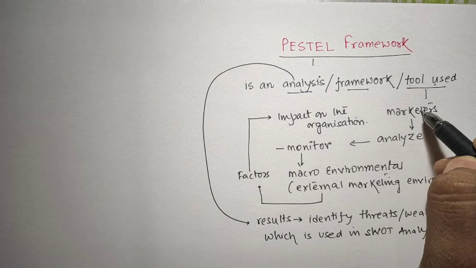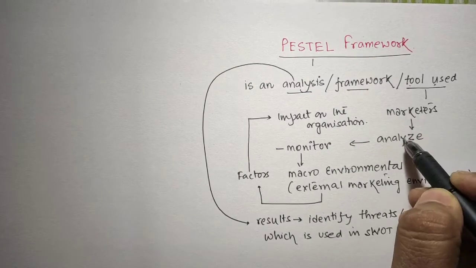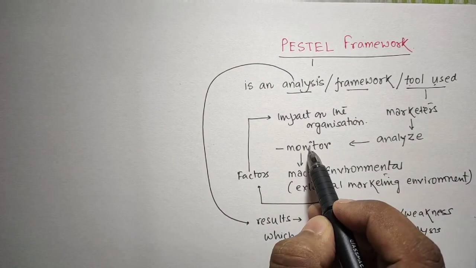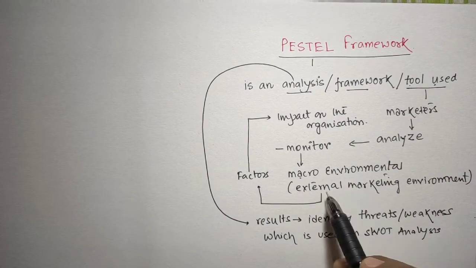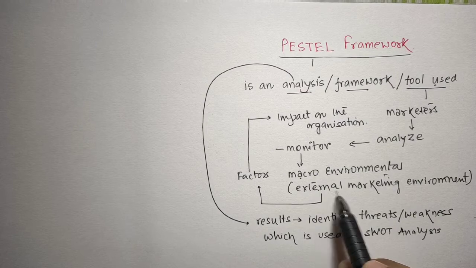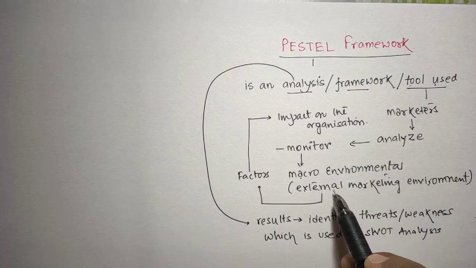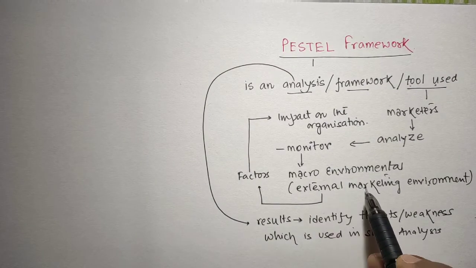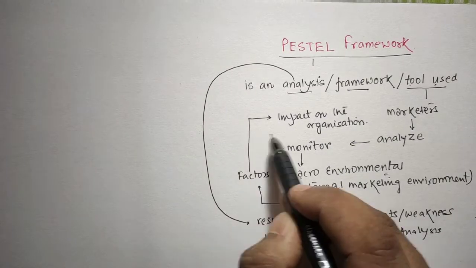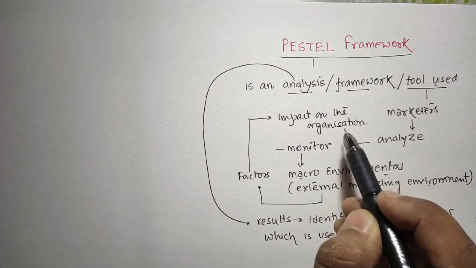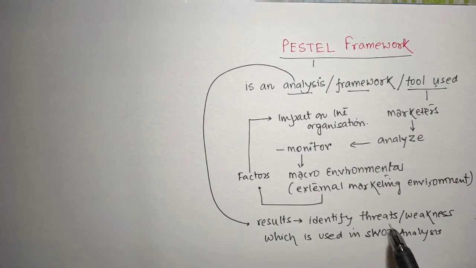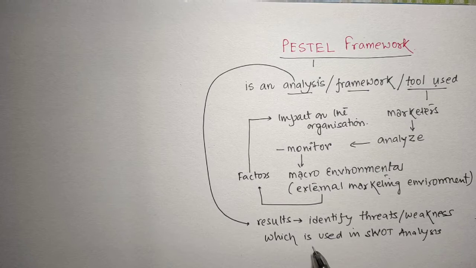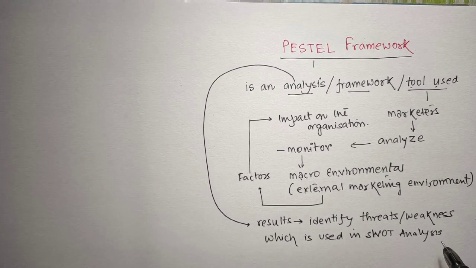Why do they use it? Marketers use it to analyze and monitor the macro environment. What does macro environment stand for? Macro environment means the external marketing environment factors which have an impact on the organization. It results in identifying the threats and weaknesses, which are also used in a SWOT analysis.